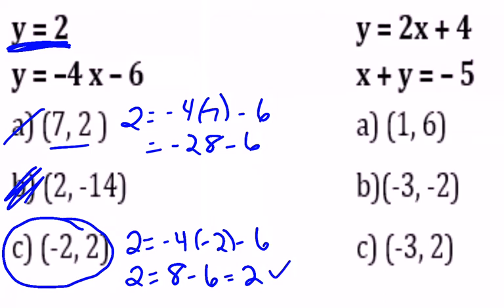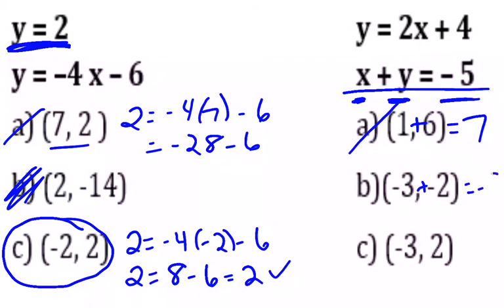I could keep going in this same way with this last problem, but I want to look at the second equation. What's being done between the x and the y in this equation? They're being added. So what this is saying is that when I add the x-coordinate and the y-coordinate, I should get negative 5. So let's look at each of these points. x plus y, what does that equal? 1 plus 6, that equals 7. So that doesn't work. Is negative 3 plus negative 2 equal to negative 5? Yes, so that one's a possibility. And then look at the last one. Negative 3 plus 2 would be negative 1, so it's not C.